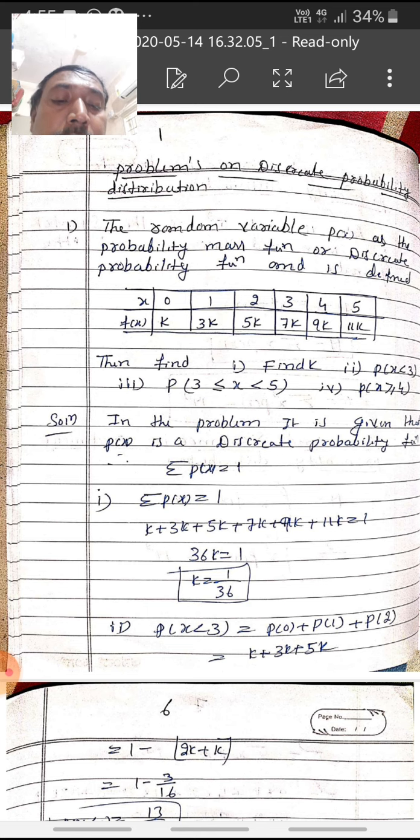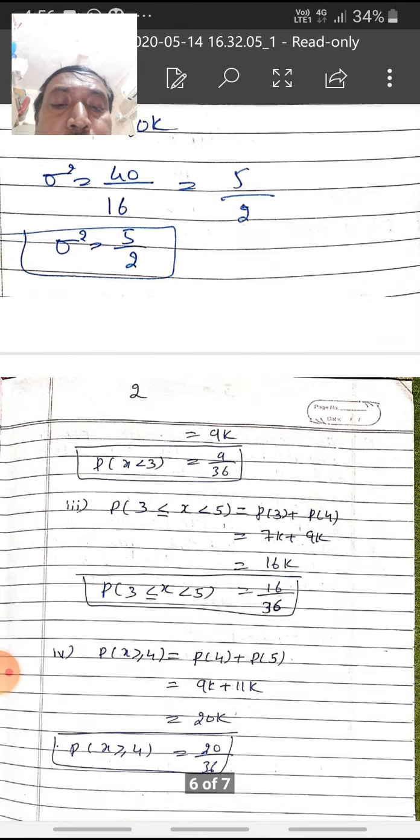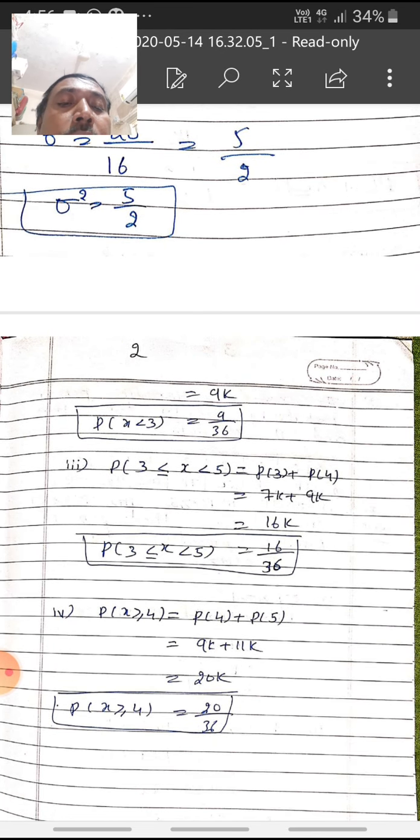In the table, p of 0 is k, p of 1 is 3k, p of 2 is 5k. Adding all of these, k plus 3k is 4k, plus 5k is 9k. Now, that is 9k, and k is 1 by 36, so that is 9 by 36.